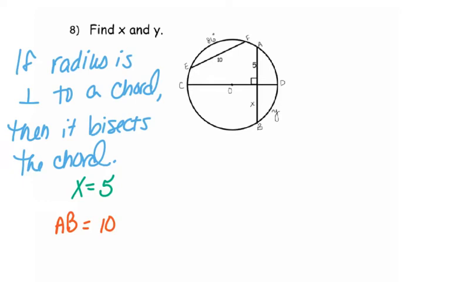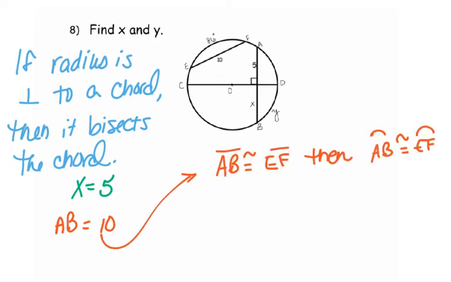And now we see that EF has already been labeled as 10 as well. So if the chords are equal, then the arcs are equal. So that would mean that arc AB also equals 86 degrees because it's going to be congruent to arc EF. And from there, we also want to keep in mind that if this diameter is perpendicular to the chord, not only is it bisecting the chord, but it's also going to bisect the intercepted arc on the other side. So arc AB is being bisected as well.